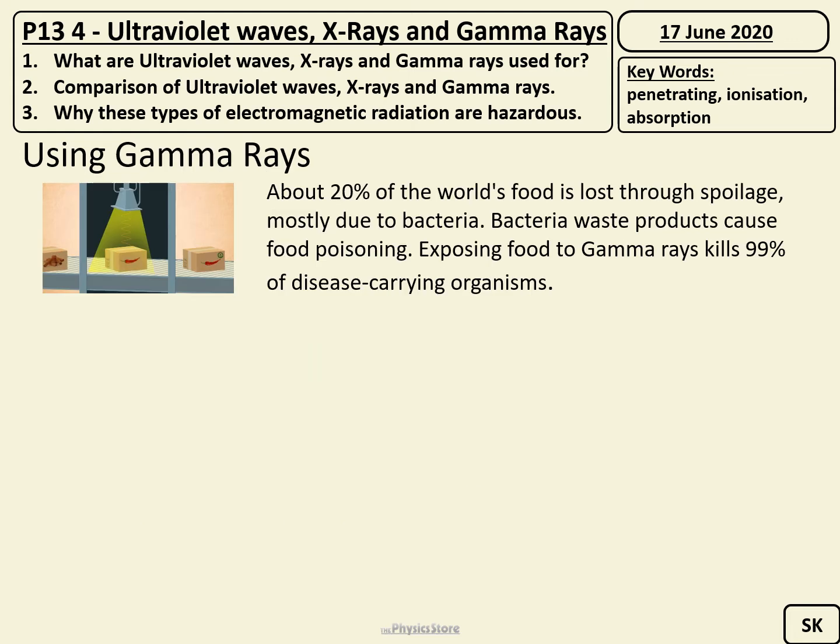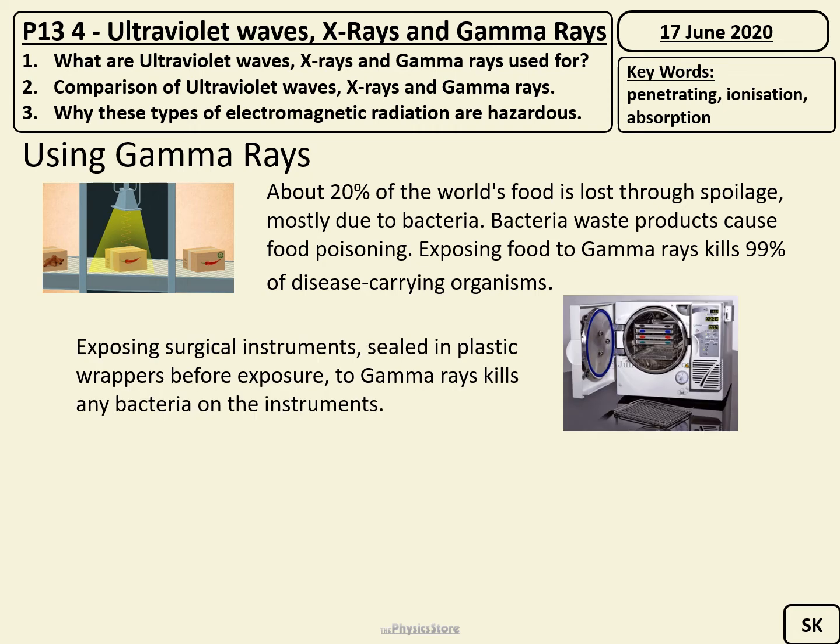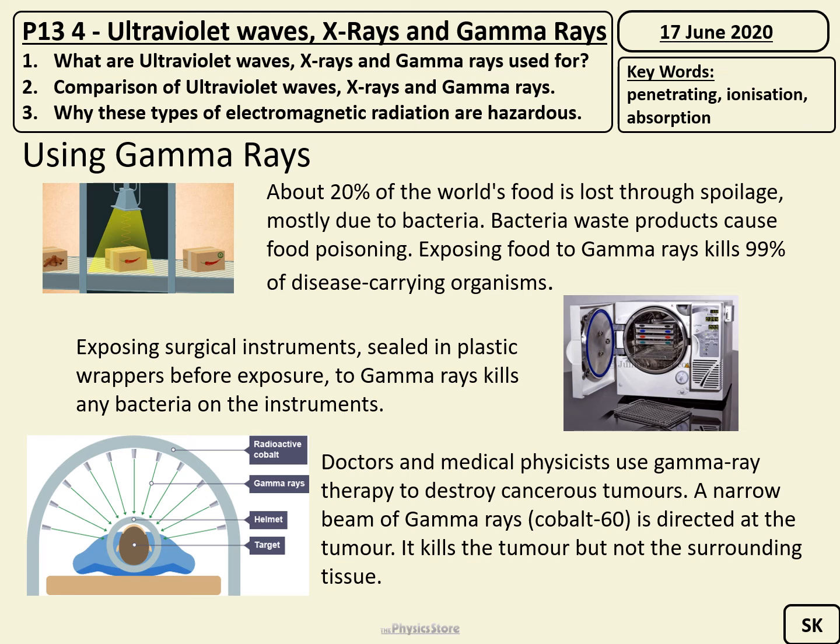Using gamma rays. About 20% of the world's food is lost through spoilage, mostly due to bacteria. Bacteria waste products cause food poisoning. Exposing food to gamma rays kills 99% of disease-carrying organisms. Exposing surgical instruments sealed in plastic wrappers to gamma rays kills any bacteria on the instruments.